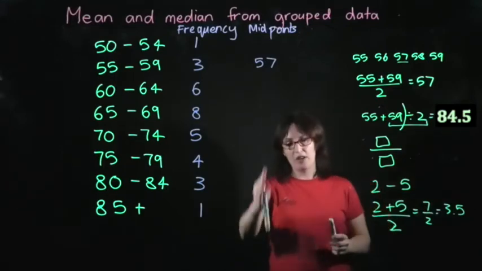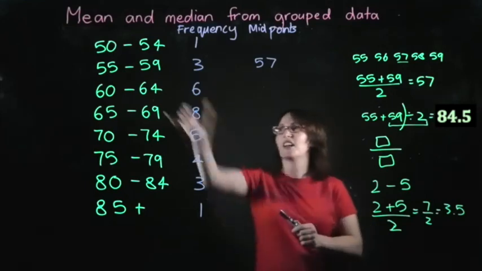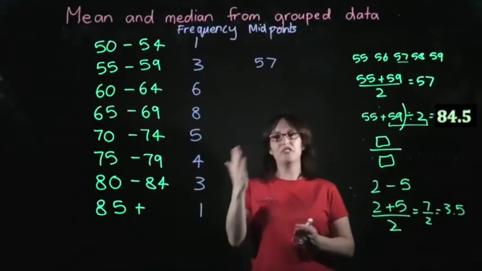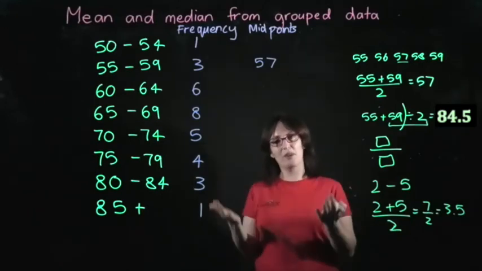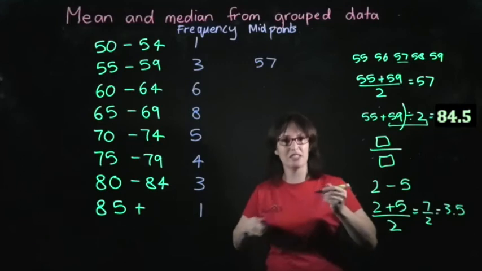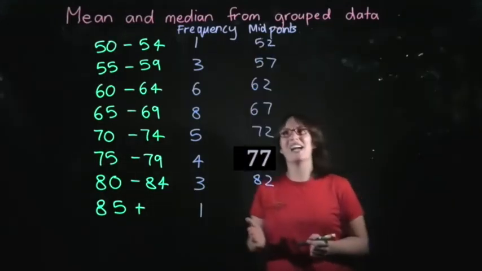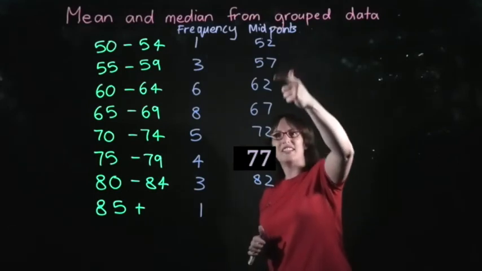We now want to work out the midpoints for each of these class intervals. Between 50 and 54, you do 50 plus 54, divide by 2, and we're going to get 52 as the midpoint. So let's complete this column here. You will notice a pattern that they alternate, 2, 7, 2, 7.